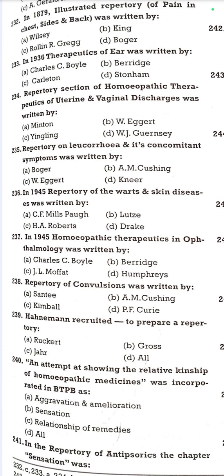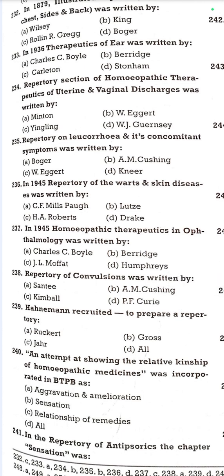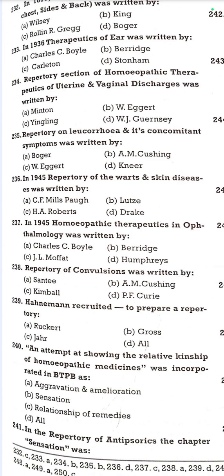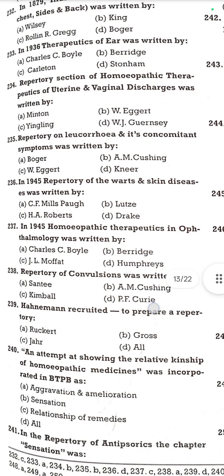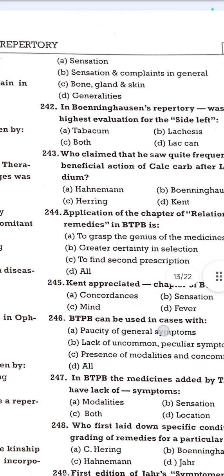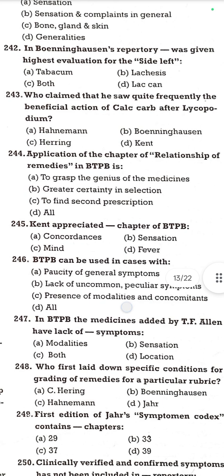239. Hahnemann recruited Ruckert, Gross, and Jahr to prepare a repertory. 240. An attempt at showing the relative kinship of homeopathic remedies was incorporated in BTPB as relationship of remedies. 241. In the repertory of antipsorics, the chapter sensation was generalities. In Bonninghausen repertory, Dash was given highest evaluation for the side left cases.